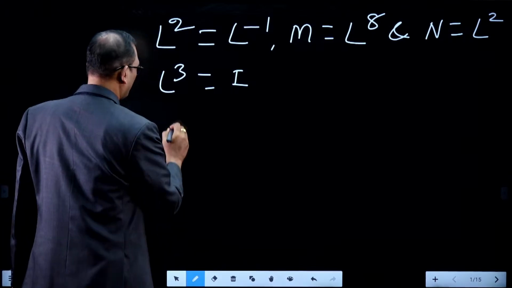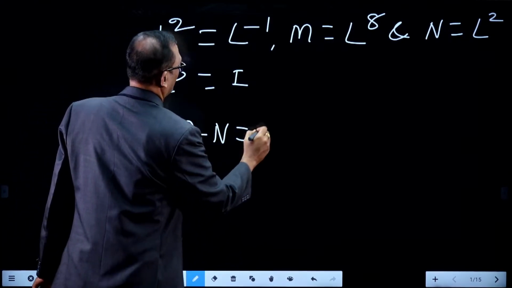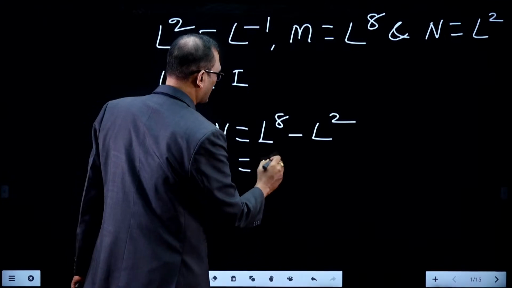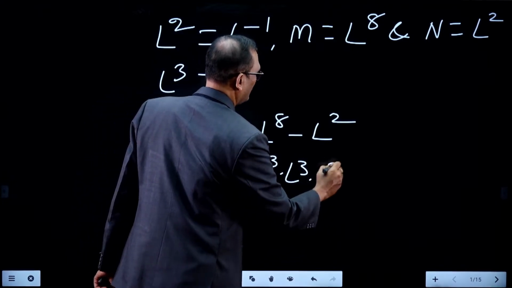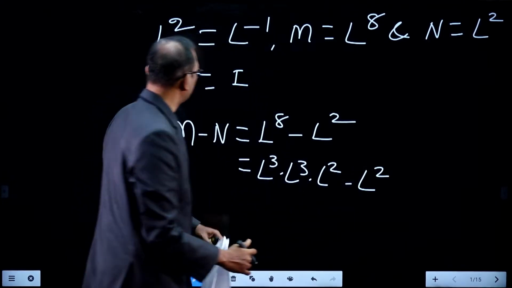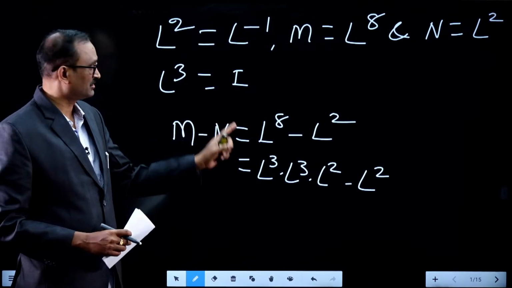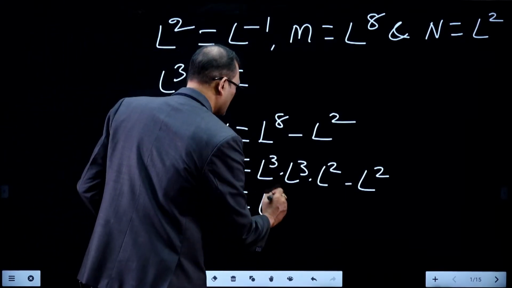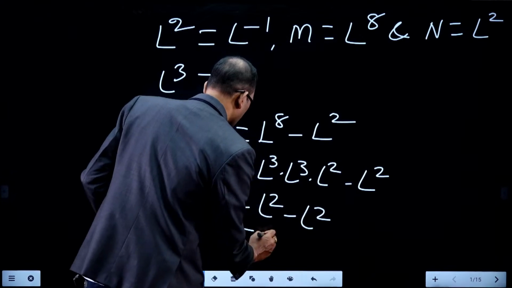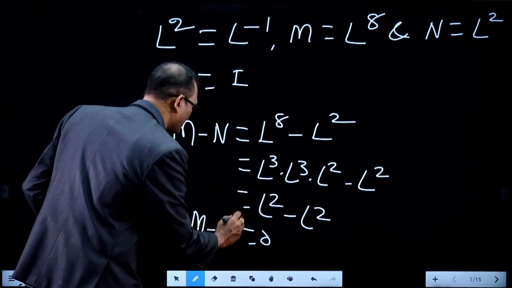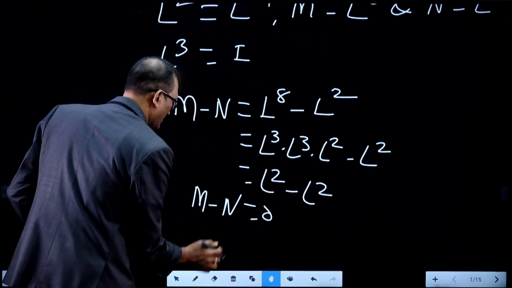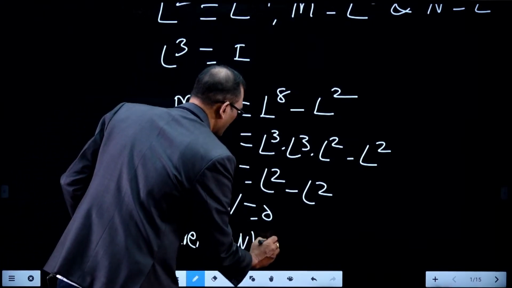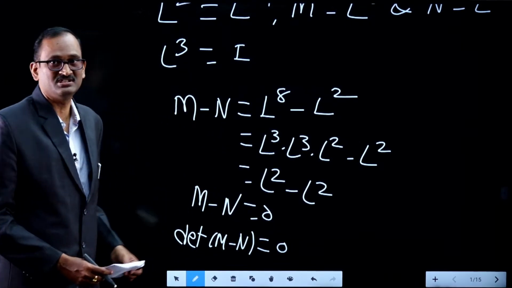So first let us find what M minus N is. M minus N is L power 8 minus L square. L power 8 I can write as L cube, L cube, L square, minus L square. As you all know, L cube is the identity matrix, so it is I into I. Therefore it is L square minus L square, which is 0. So M minus N is 0. Accordingly, the determinant of M minus N is 0.